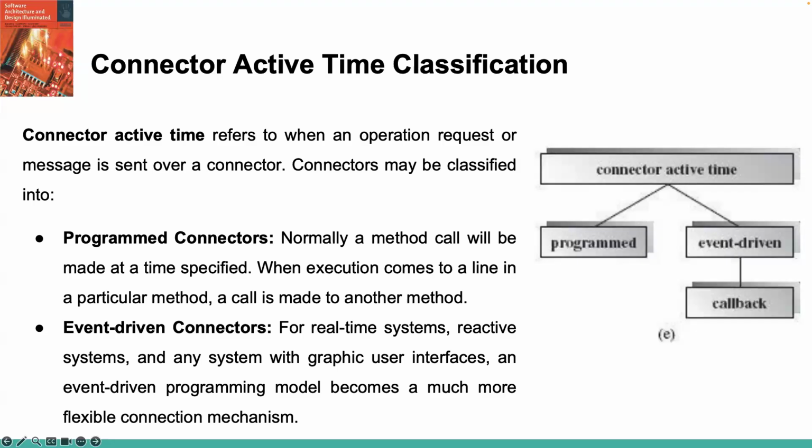Now let's talk about event-driven connectors. An event-driven connector, on the other hand, is more flexible. In this case, a method call or message isn't triggered by a specific line of code, but by an event that happens in the system. This is like reacting to something unexpected or outside of the regular flow of operations. An event can be anything: a user clicking on a button, a sensor detecting a change, or a message being received by another part of the system.